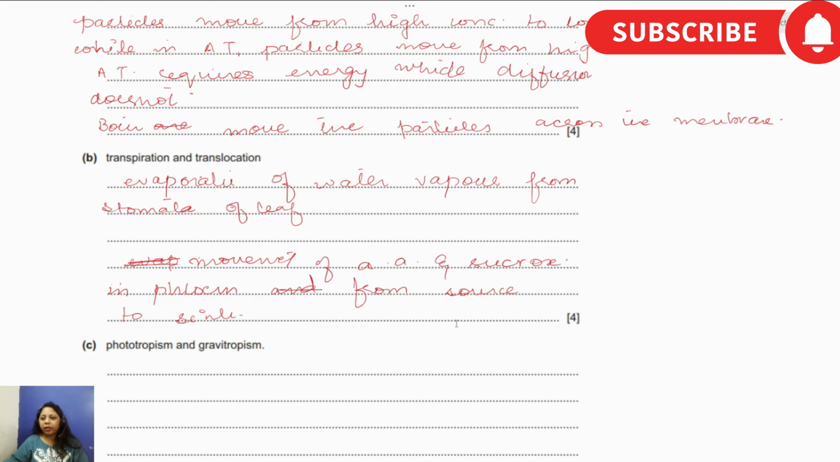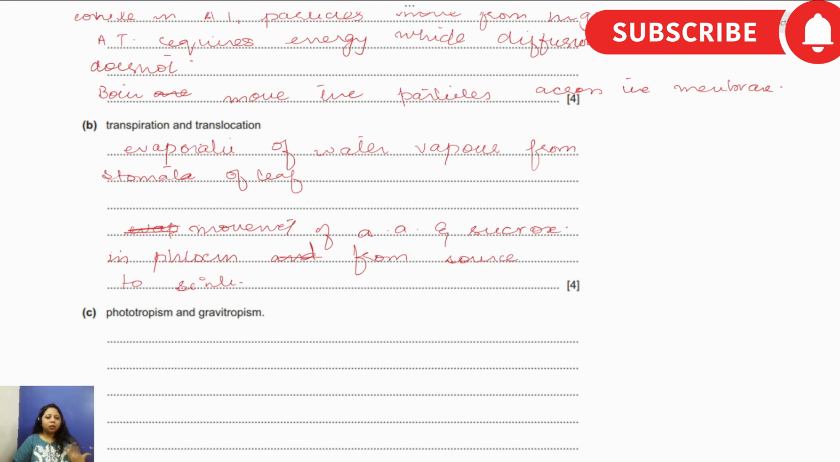What is the difference between gravitropism and phototropism? Both are plant responses towards stimuli. One is towards light and the other is towards gravity. You need to tell that both are plant responses towards stimuli. Phototropism is the response towards light and gravitropism is the response towards gravity. No, there's no need to explain that.